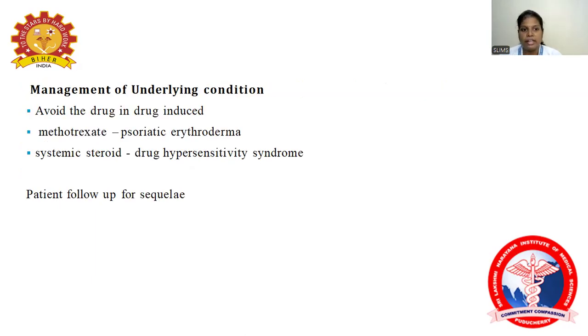Management of underlying conditions. Avoid the drug in drug-induced cases. Methotrexate in psoriatic erythroderma. So in psoriasis we can start methotrexate, which is a steroid-sparing agent and a drug of choice in psoriasis. Other than methotrexate, we can use cyclosporine. These two drugs are the drugs of choice for psoriatic erythroderma. Systemic steroid is the drug of choice for drug hypersensitivity syndrome, and patient follow-up for sequelae.